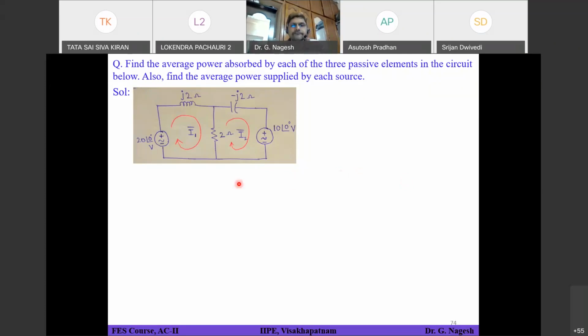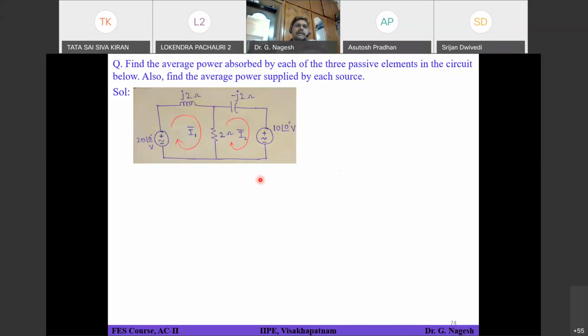I1 and I2 become the same, sir. I1 and I2 became the same. I don't think so. Minus j10 minus j. It will not be like that mostly. So check it out one more time.